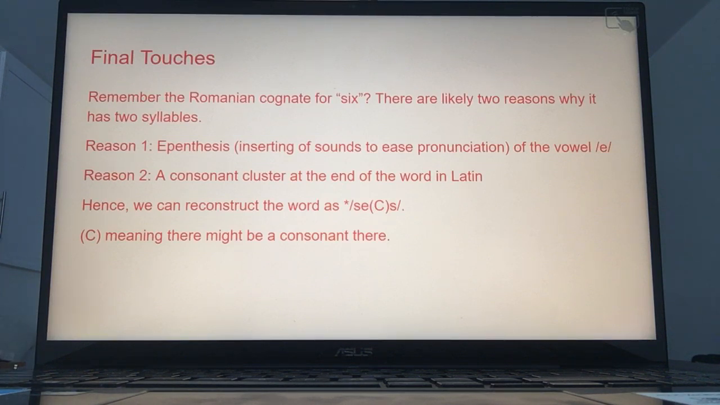Now why is that? Well, it could have ended in two consonants, and there was a consonant cluster at the end. So maybe some sort of sound came in to ease the pronunciation, and that may be where the vowel came in. So we can maybe reconstruct the word as sa, then a consonant, and then an s at the end. That would be our best guess.